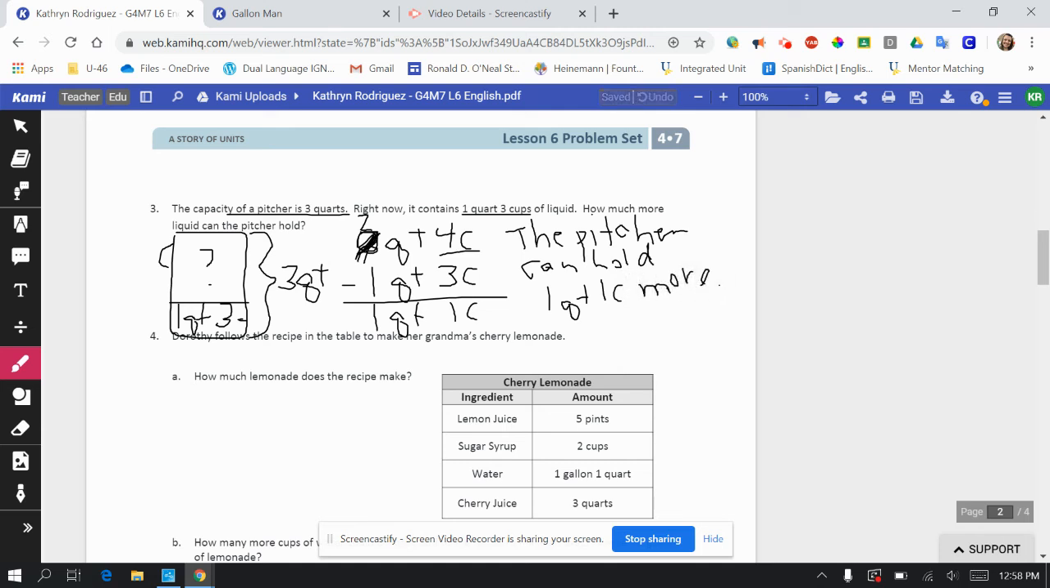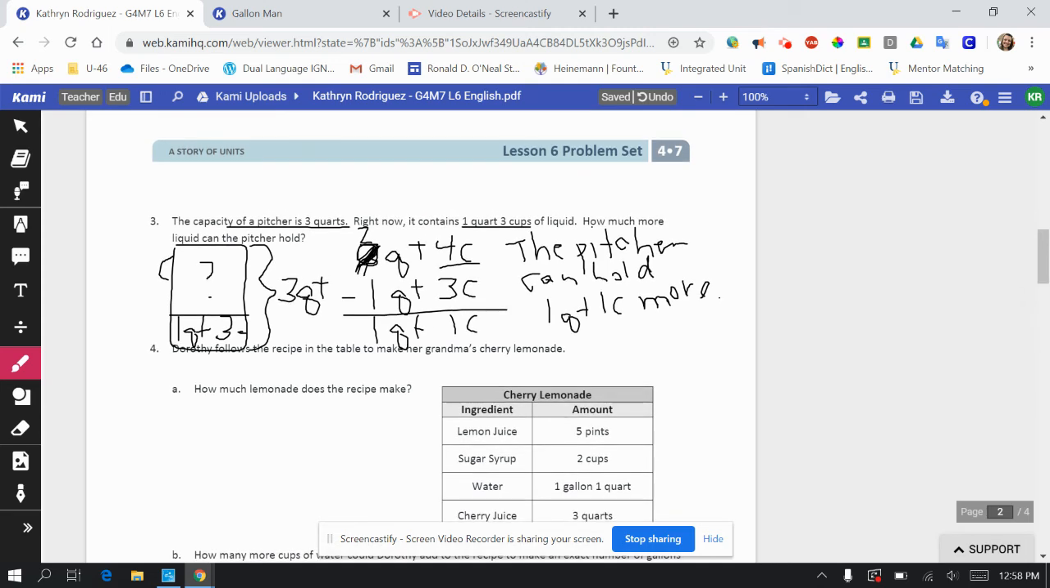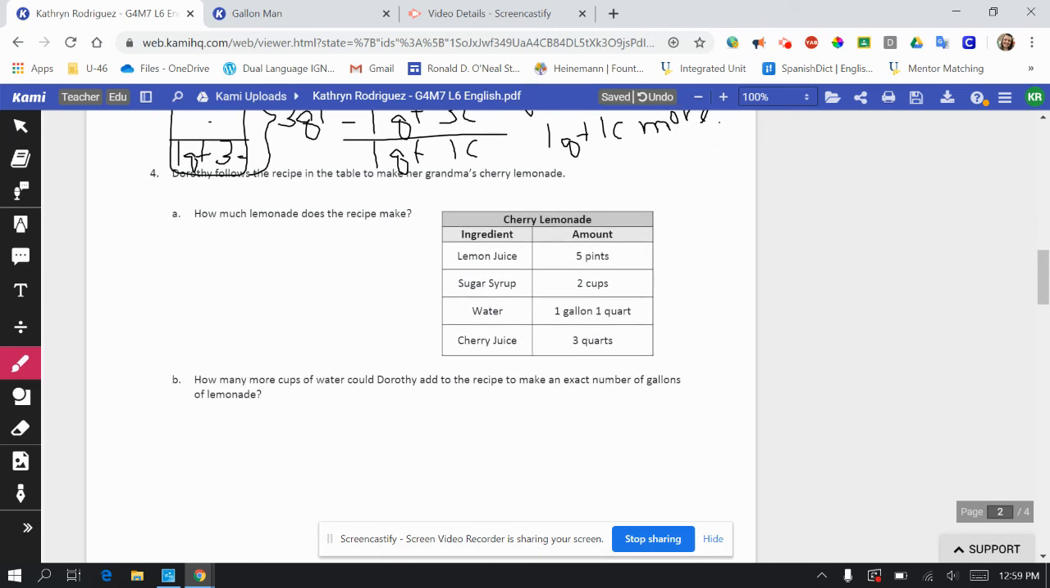There we go. All right, it is 12:58. Let's try to do 4A before I have to jump over to this. 12:59. Here we go. How much lemonade does the recipe make? Dorothy follows the recipe in the table to make her grandma's cherry lemonade. So we've got to add all this up. How much lemonade does it make?